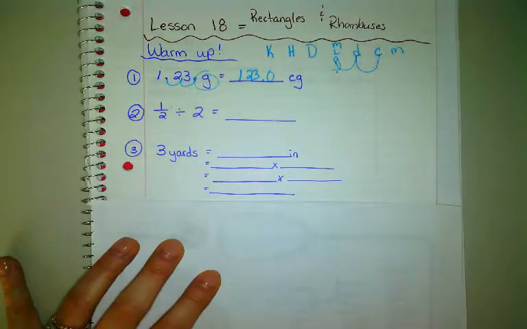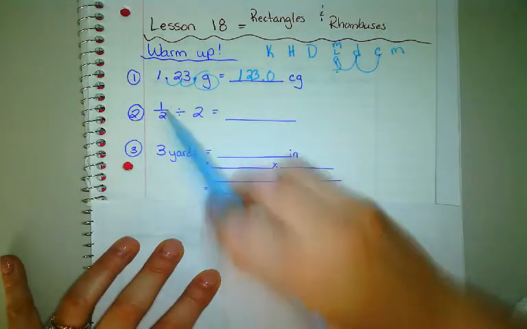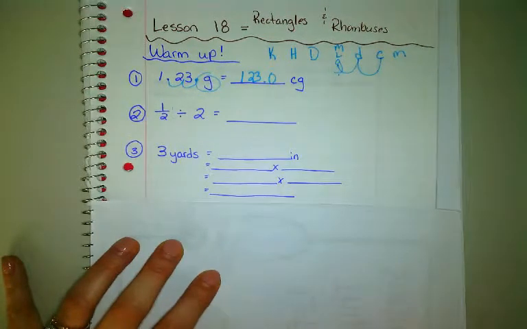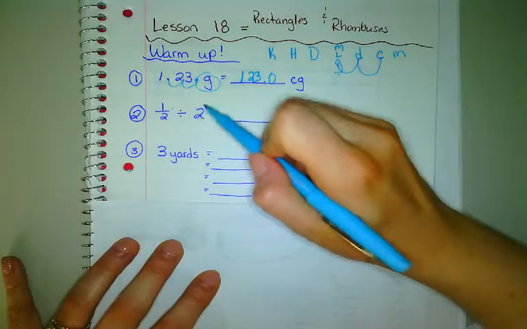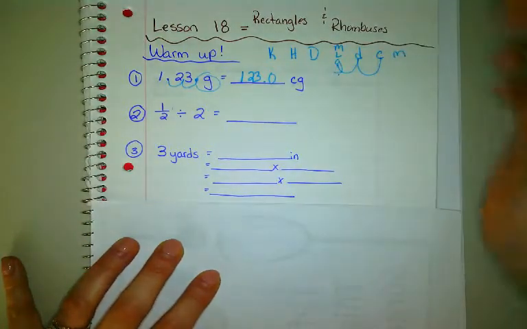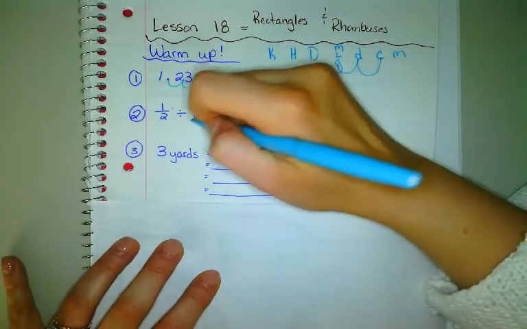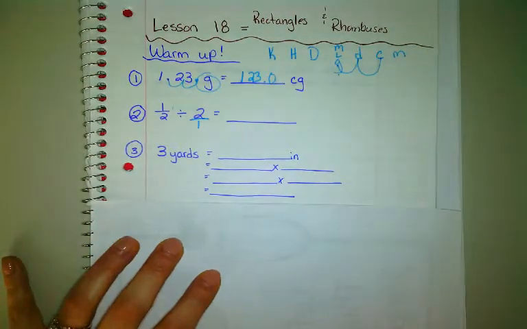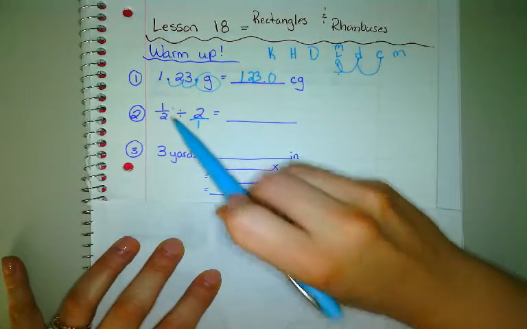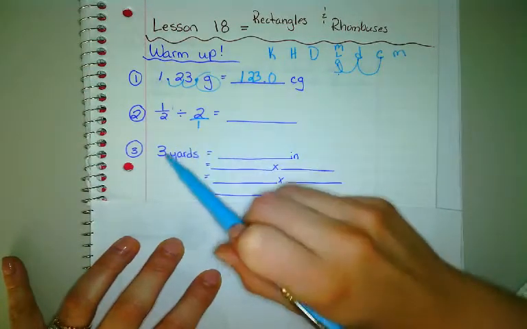Again, if you need to pause the video, please just raise your hand and politely ask the guest teacher to pause it. Okay. Number 2, I have 1/2 divided by 2. Well, I know when I'm dividing fractions, the first thing I need to do, if I'm dealing with whole numbers, is convert that whole number into a fraction. I can do that by putting that whole number over 1. Okay? So now I have 1/2 divided by 2 over 1, technically.